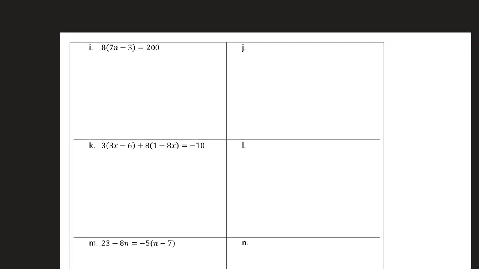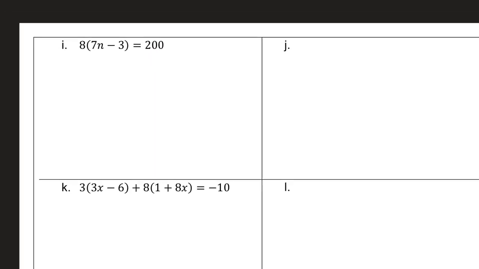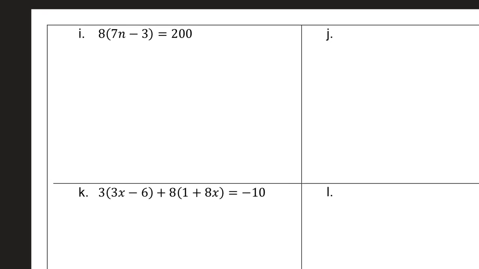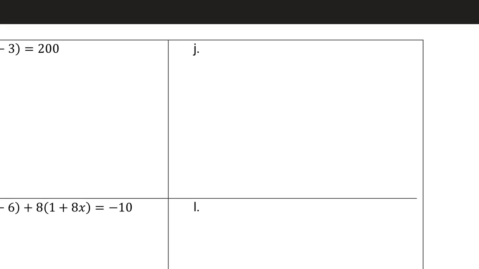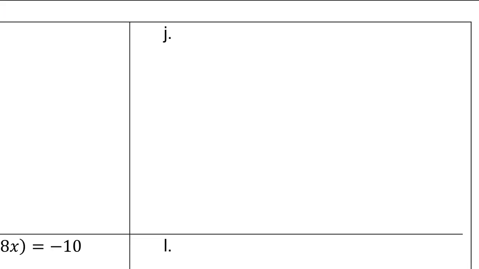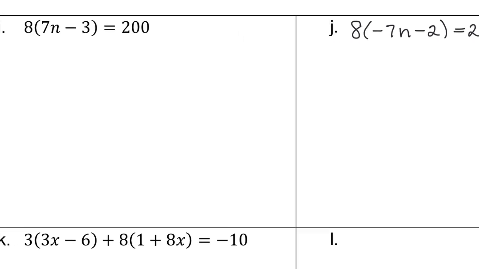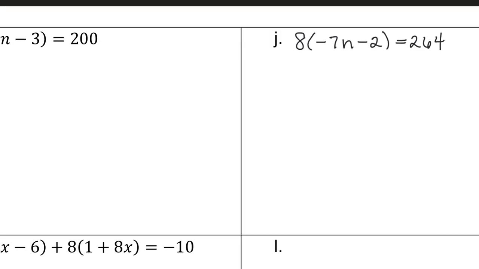So here we have a couple more to try. Okay, I'd like you guys to try I on your own, as well as J. So I'm going to give you guys J right now so you can write that down. So for J, we're going to have 8 times negative 7n minus 2 equals 264. So I'd like you guys to try I and J, pause the video, and then play to check your work.